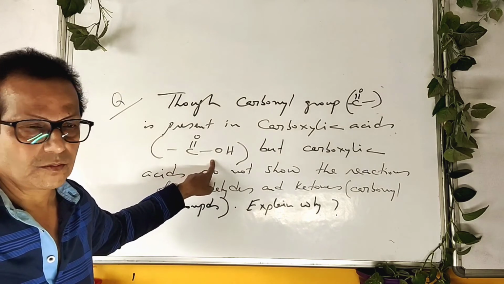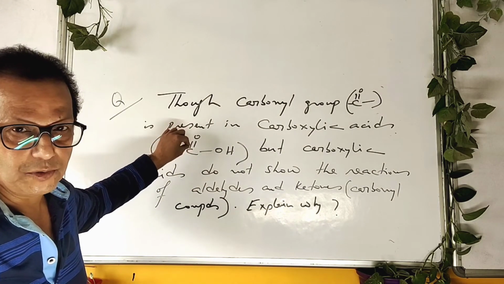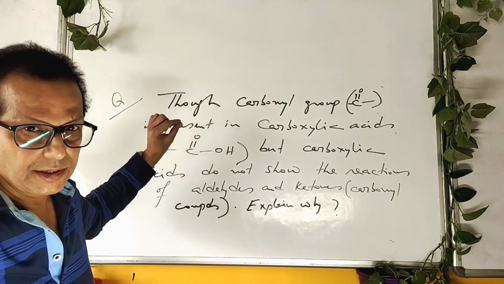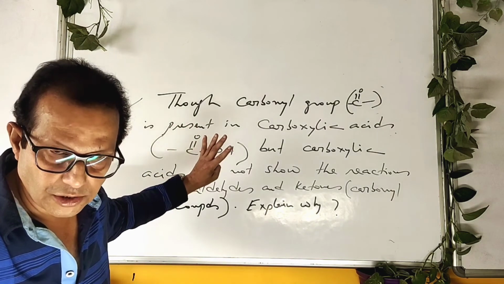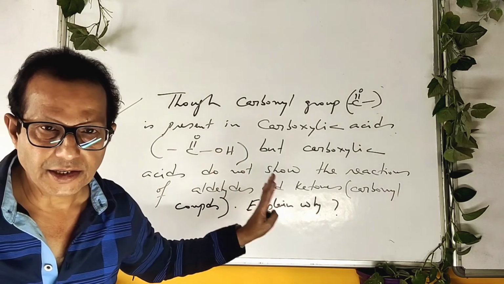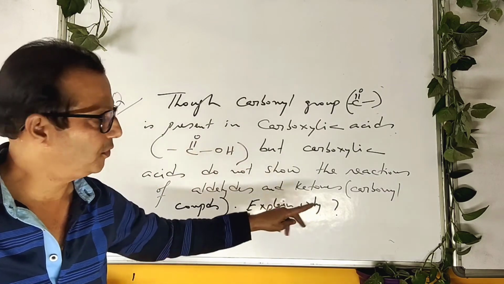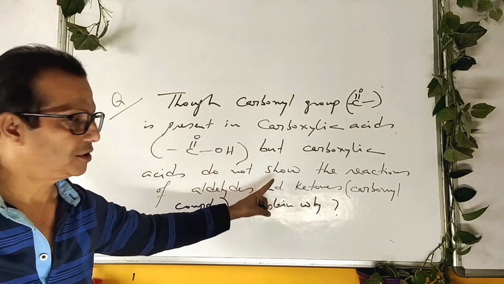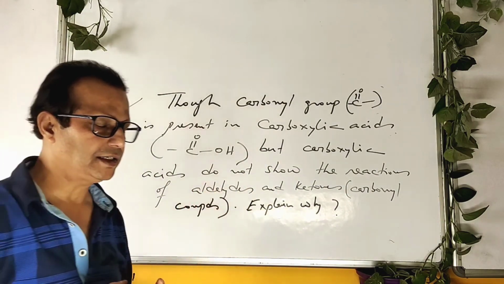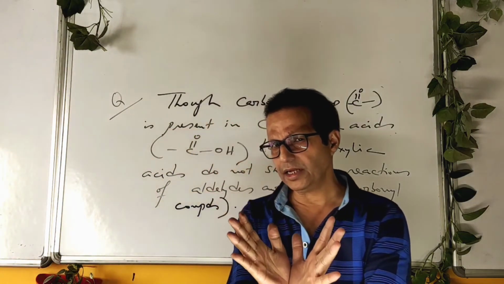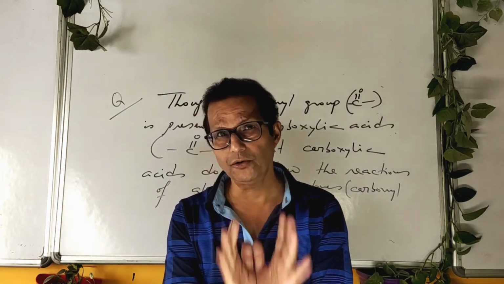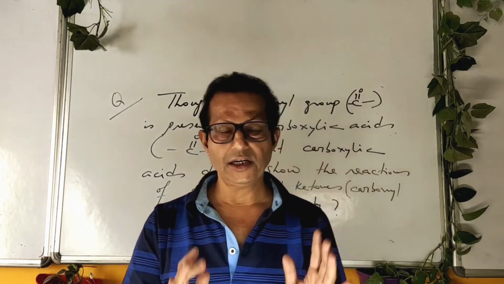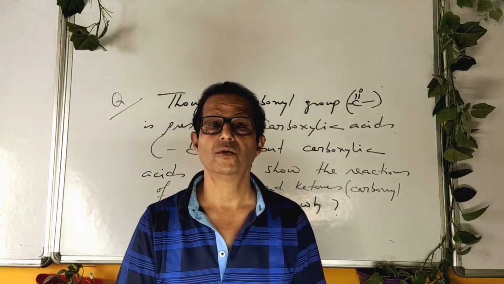Carboxylic acid contains a keto group or carbonyl group, but carboxylic acids do not show any reactions of carbonyl compounds, that is aldehydes and ketones. Why? Once again, listen. Though carboxylic acid contains a C double bonded O group, carboxylic acids do not give any reactions of aldehydes and ketones. Why?